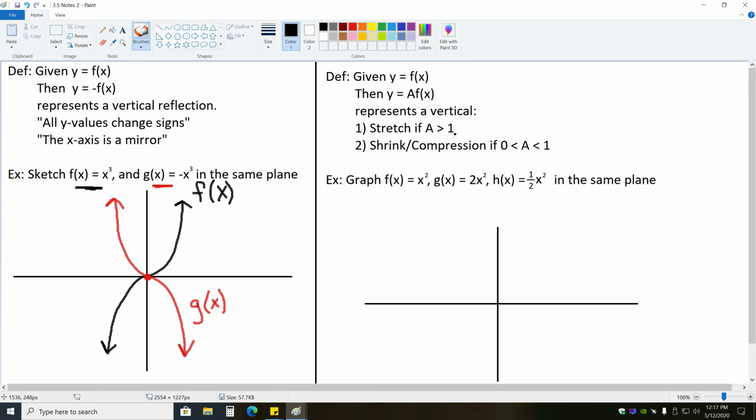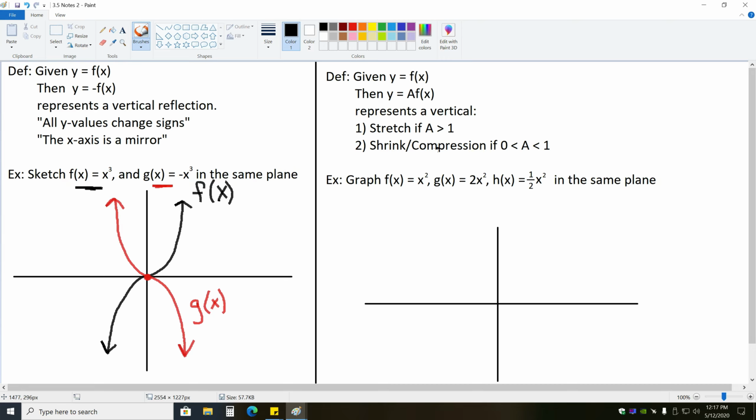Notice we're missing some cases here, so I'll just quickly cover those. We don't have to worry about a being equal to 1, because that would just give us the exact same function we started with, f of x. We don't have to worry about a being 0, because then that would just change the function to y equals 0, which would just turn it into a horizontal line. And we don't have to worry about when a is negative, because that's already taken care of in the vertical reflection case. If a is negative 2, then that means there is a vertical reflection and a vertical stretch because of the 2.